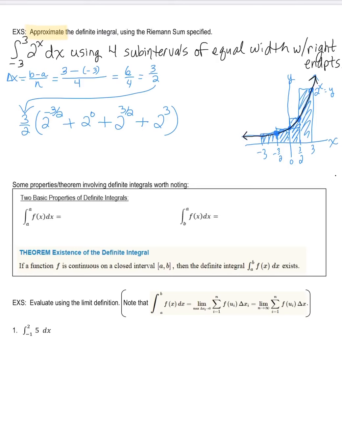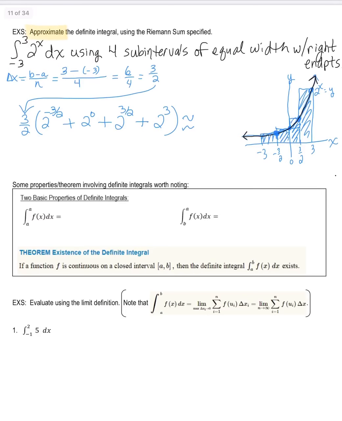And so subbing this into our calculator, I did this in advance, this is going to come out to be approximately 18.27. So this would be our approximation for this definite integral.